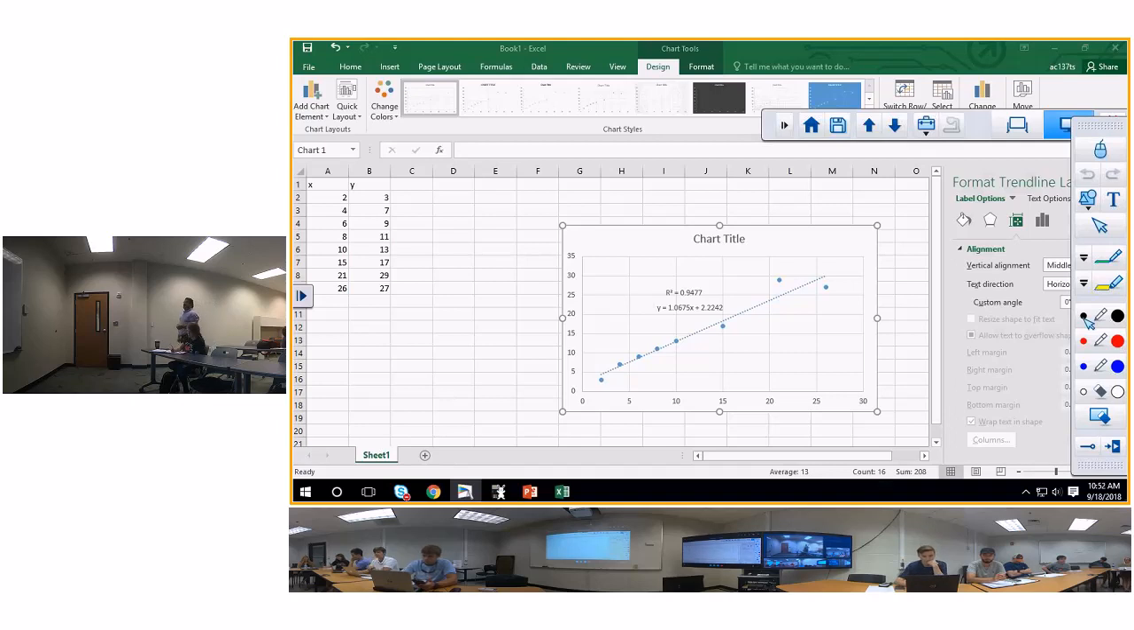A horizontal line. Anyway, a horizontal line has a slope of what? 0. So what's the correlation factor of a horizontal line? 0. A positive correlation has a value from 0 to positive 1. A negative correlation has a value from 0 to negative 1, meaning the slope is negative.